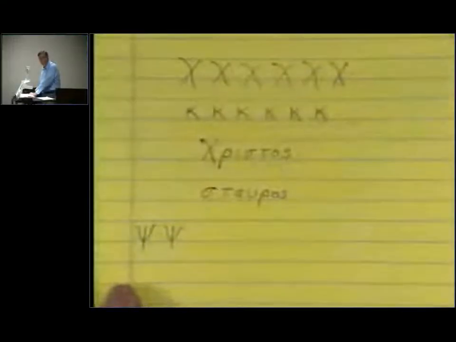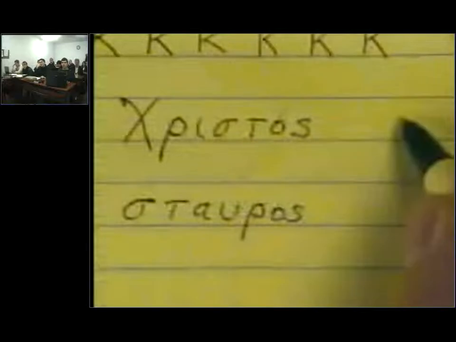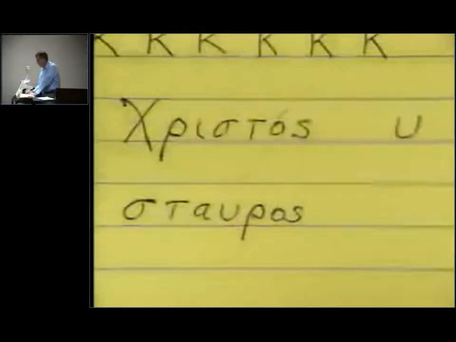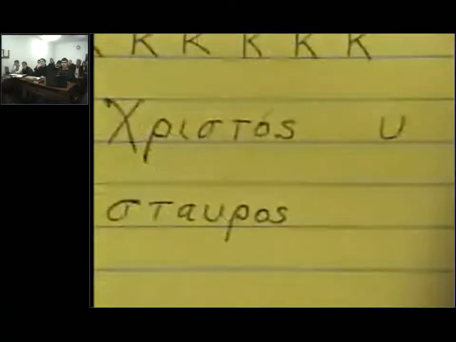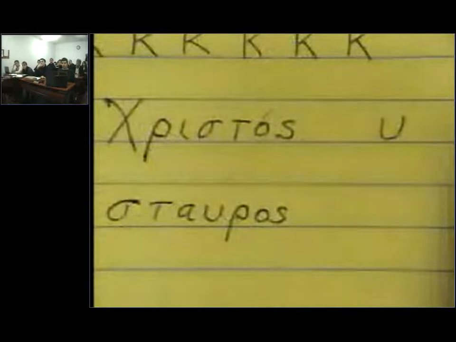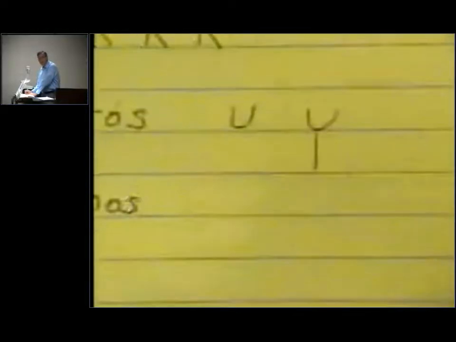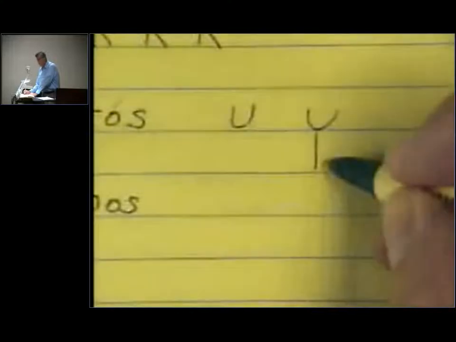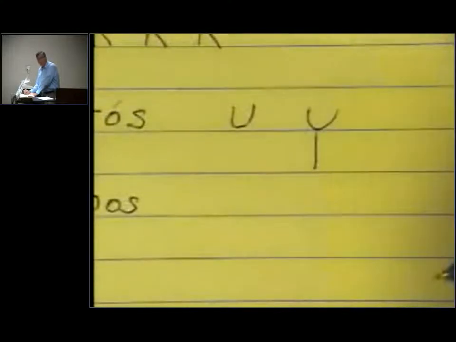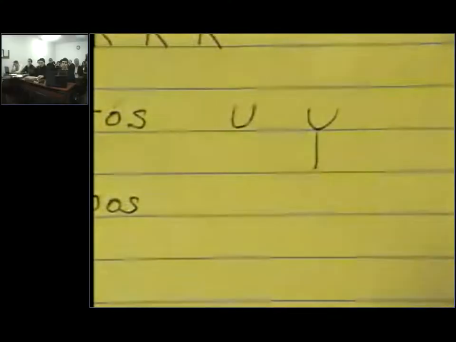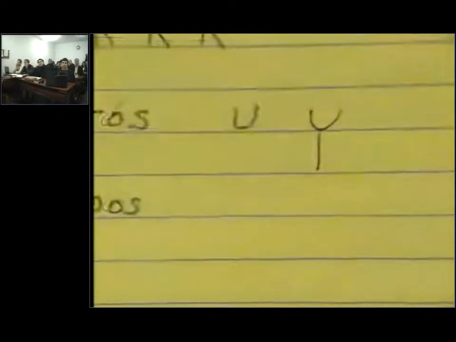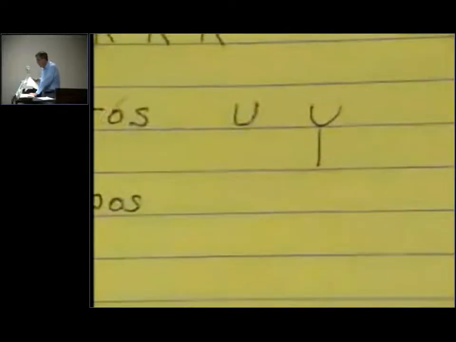In ancient times, instead of writing the upsilon like this, it was written with a tail. And as time went by, it lost its tail. And this developed in the writing over the centuries.